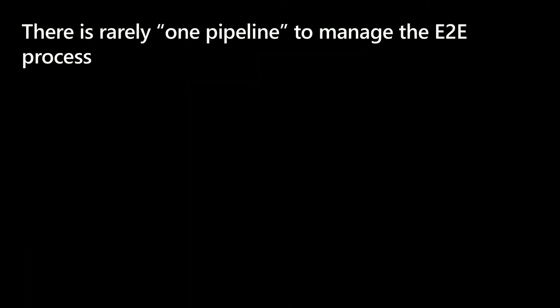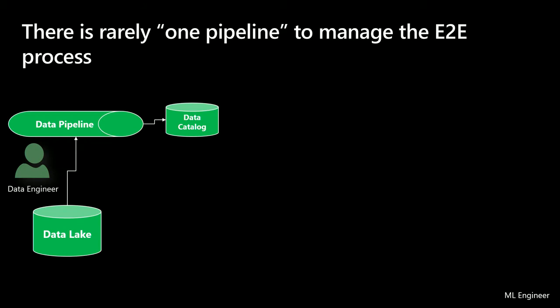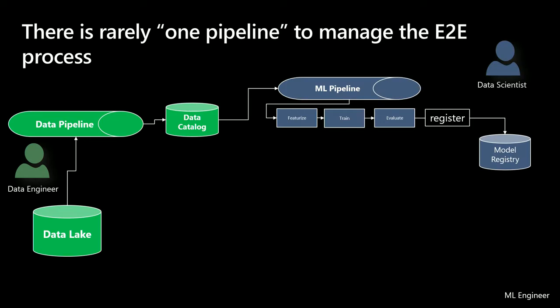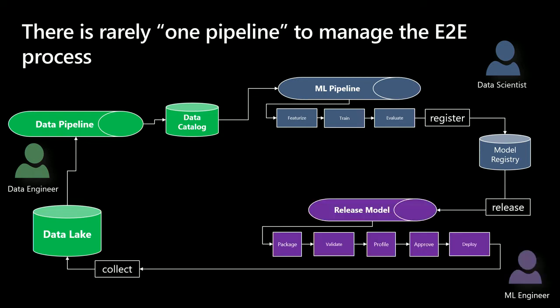And beyond that, there's rarely one pipeline to manage. So you've typically got at least three. Your data engineers working in their data pipelines, getting data into a nice curated catalog. Your data scientists who are working on fleshing out their ML pipeline that you saw earlier that does your featurization, model selection, hyperparameter tuning, registration at the end. And then your ML engineer who's responsible for operationalizing the work. That's at least three different pipelines that you're going to be dealing with when doing production ML.